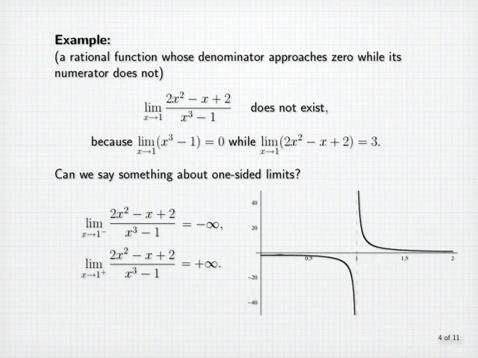In fact, the graph of the function looks like this. Notice that there's a vertical asymptote at x equals 1, and as x approaches 1 from the left, the values of the function are negative and getting larger and larger, and as x approaches 1 from the right, the values are positive and getting larger and larger.